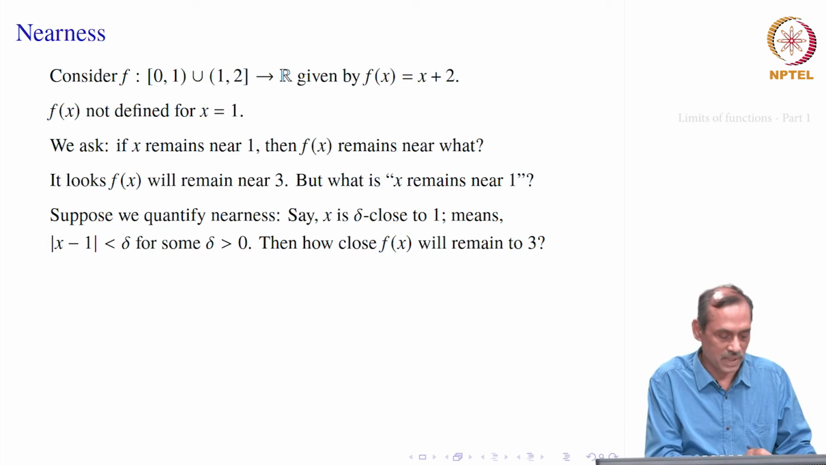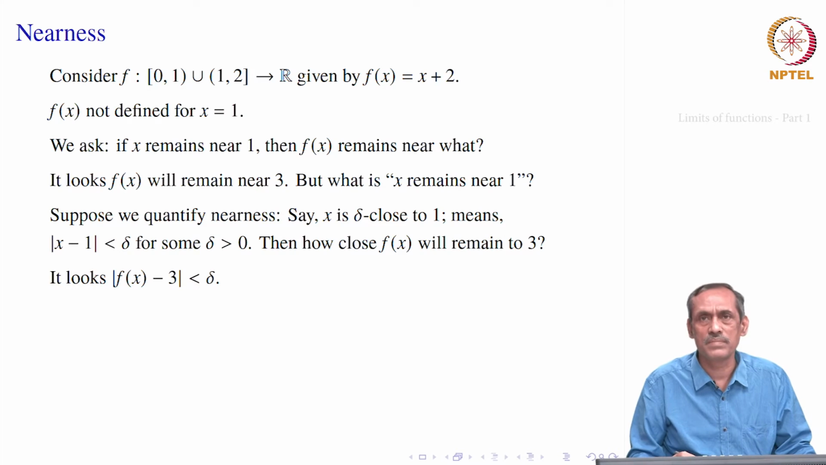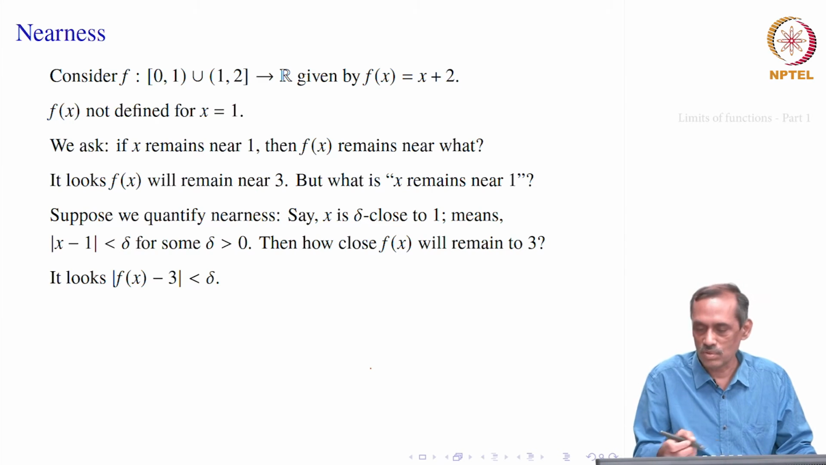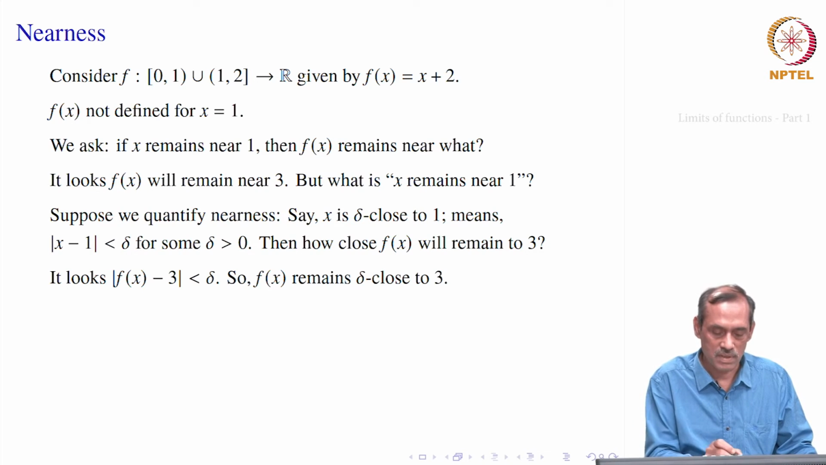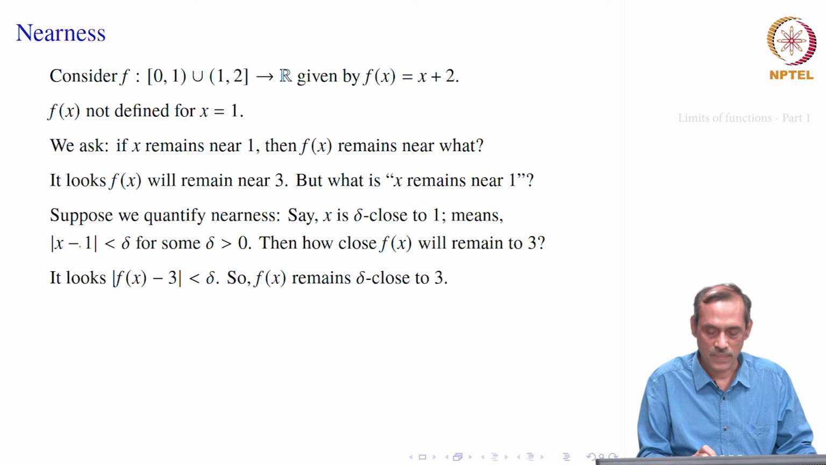So, how close will f of x remain to 3? It looks like it will be the same delta because it is x plus 2, so it is just shifting by 2 units. When x is delta close to 1, f of x should be delta close to 3. That means it looks like mod of f of x minus 3 should be less than delta. In fact, it is, because if you substitute x plus 2 here, 2 and 3 get cancelled, and you get the same inequality, mod of x minus 1 less than delta.